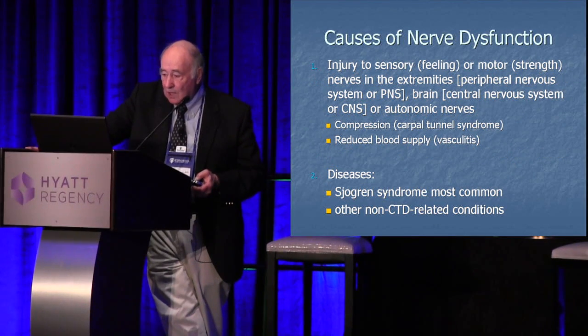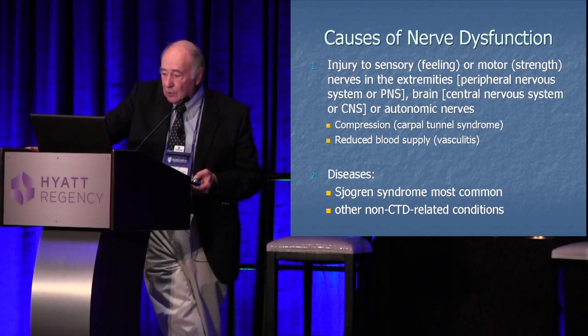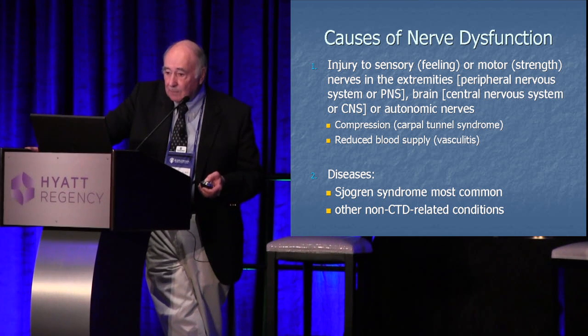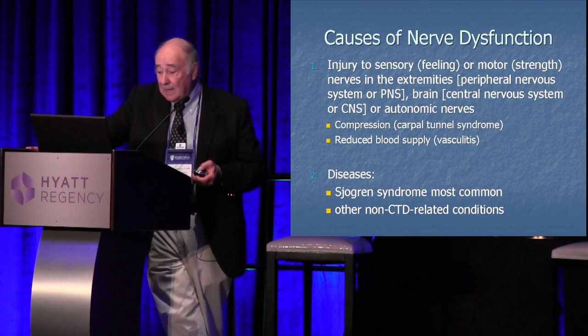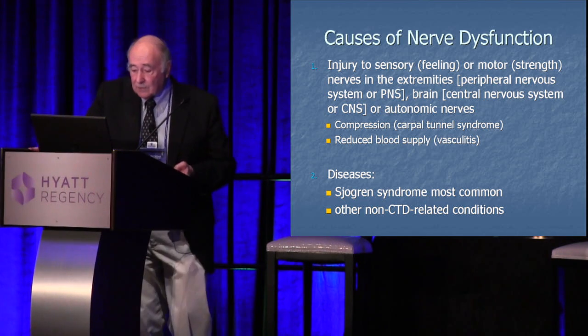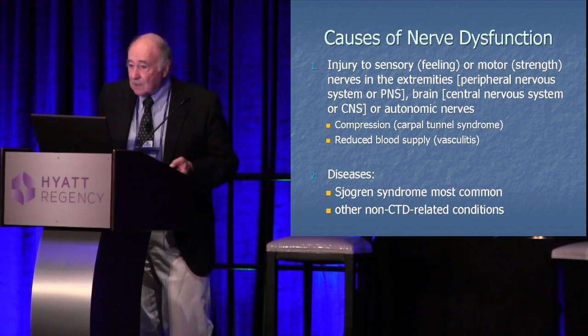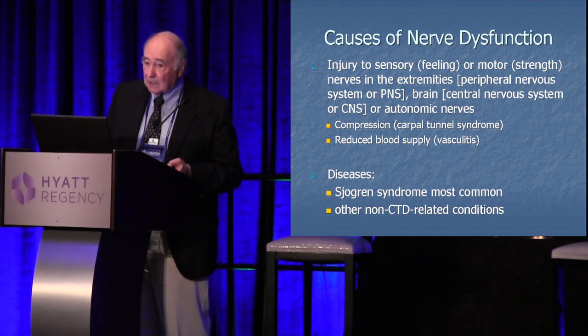Okay, so what are the causes? Injury to a nerve of feeling, or injury to a nerve of strength, of the muscle, and those are things that occur in the extremities, typically arms and legs. So they are the peripheral nervous system. The brain is called the central nervous system. And one other nervous system that you should be aware of is the autonomic nervous system.